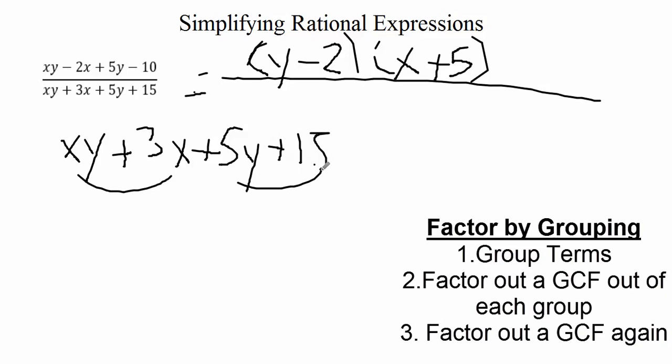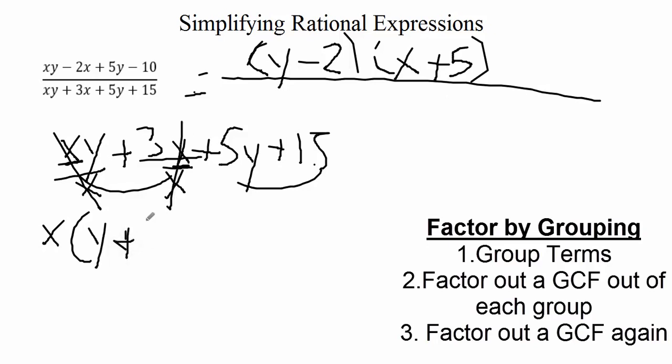So taking a look at our first grouping, xy plus 3x, I see that we have an x in common here. So we're going to pull out that x and divide it out to see what we're going to be left with. X over x cancels, leaving us with y. Drop down the plus sign, and x over x cancels, leaving us with 3.